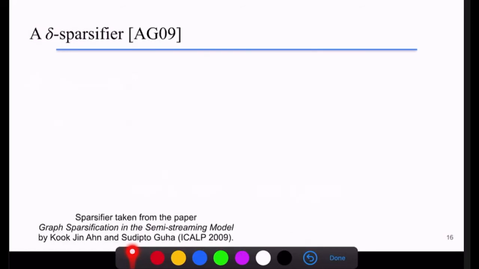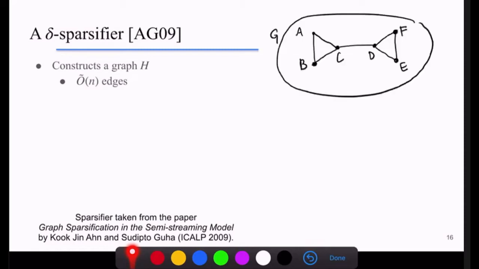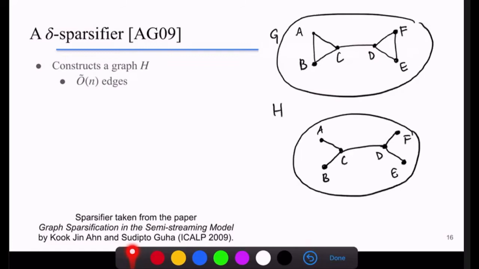So we're going to take this result from a result proved by Anand Guha. The idea is our sparsifier is going to construct a graph H, our sparsified graph H, that fits within our space bound. Remember, because we have to have only O tilde n edges. So we start with an example graph G, and then we construct a sparsified graph H. And our guarantee was that each cut size in G changes by a factor of at most 1/2 in H, right?